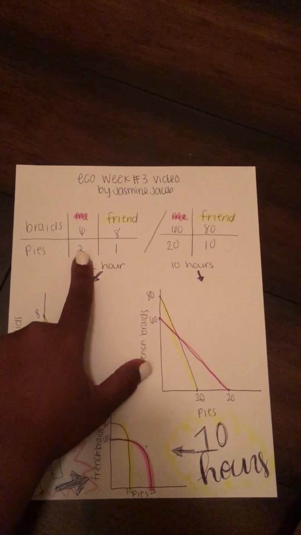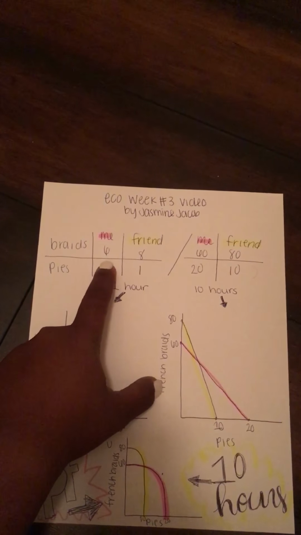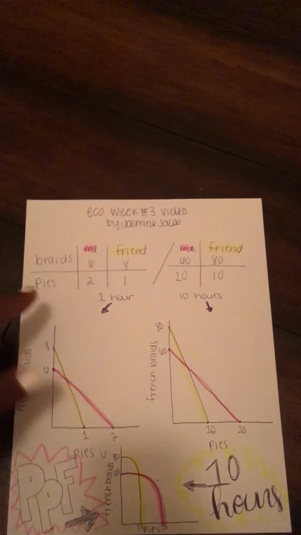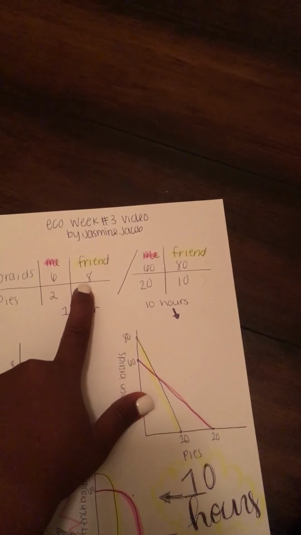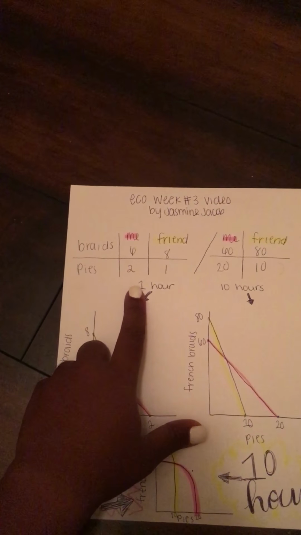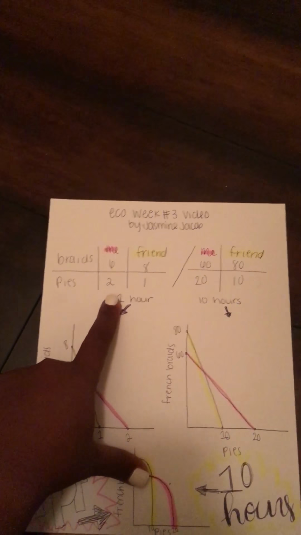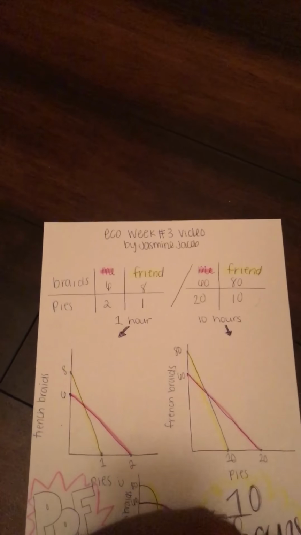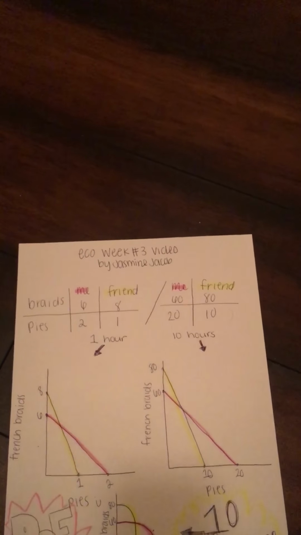So according to this, since I'm a little slow on braiding, I'm not very good at it, I can produce about 6 braids in 1 hour. Those are French braids, so that means two. And my friend can do 8. And for pies, I'm a little bit more of a multitasker, so I can do 2. My friend can only do 1. So to get to 10 hours, I just multiplied each figure by 10, and I got 60, 80, 20, and 10.